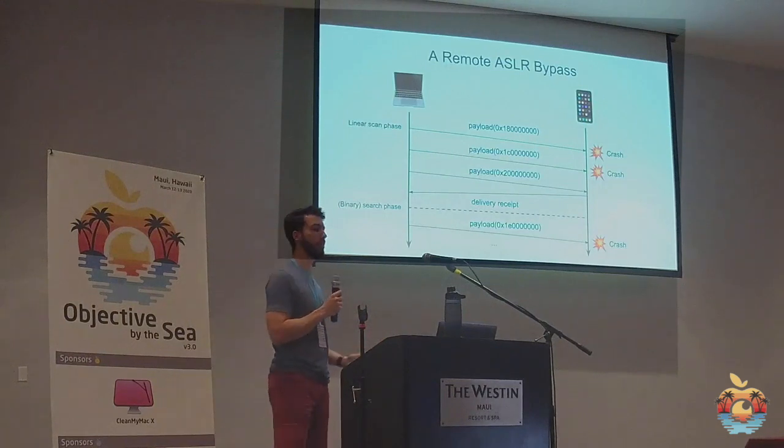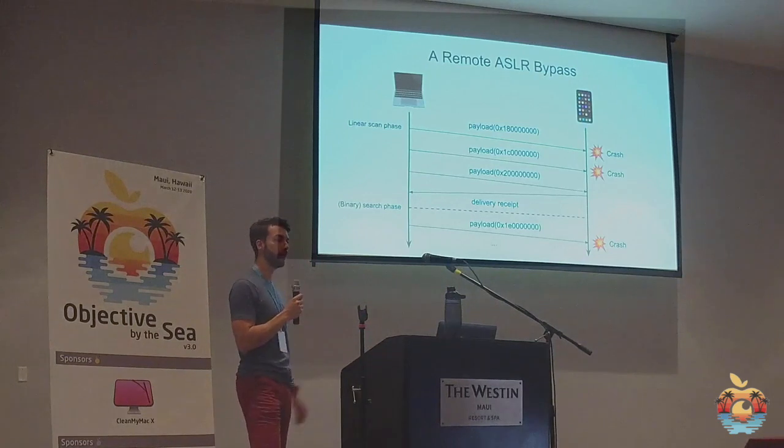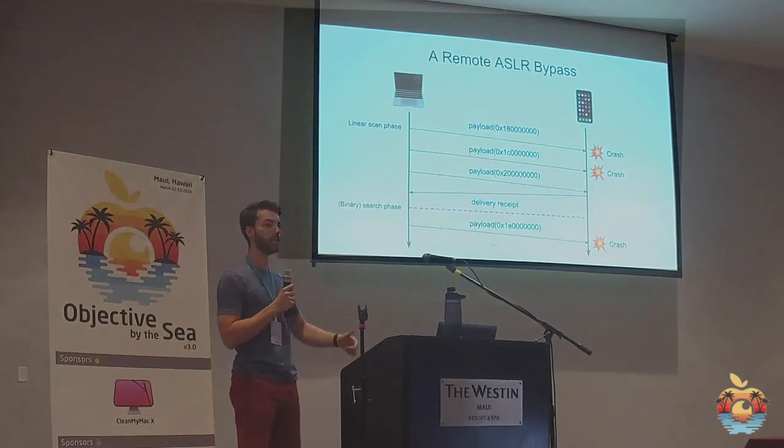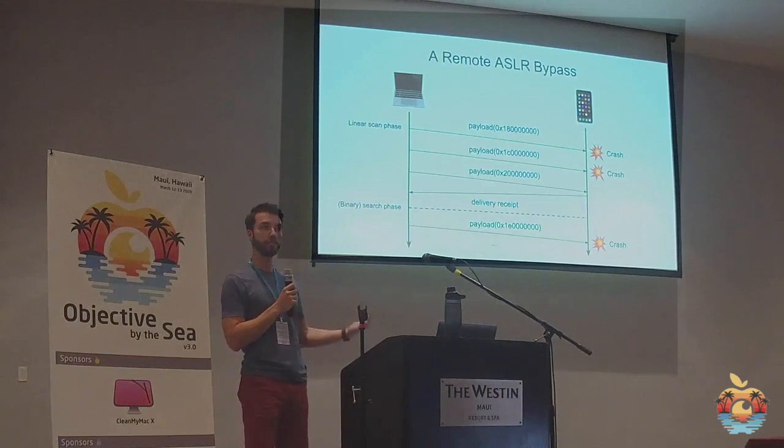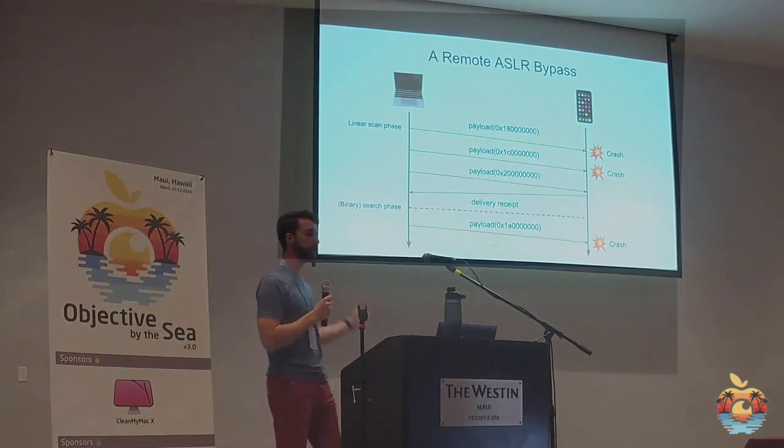There's two phases: the linear scan, where it goes in 128 or so megabyte steps until it gets back a delivery receipt, where it knows, okay, I found something that's mapped. And then there's this binary search phase.